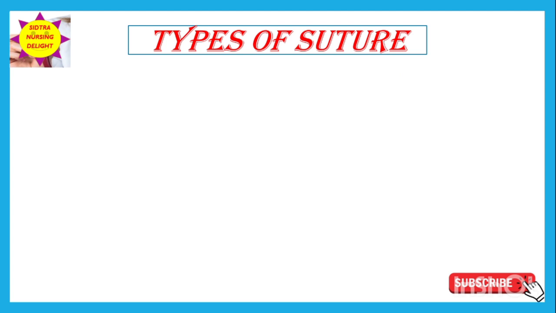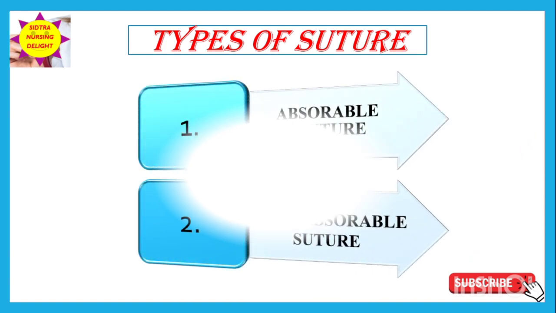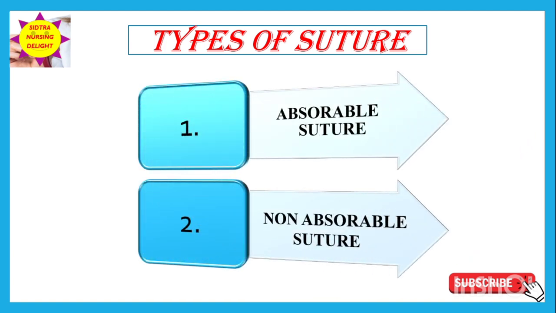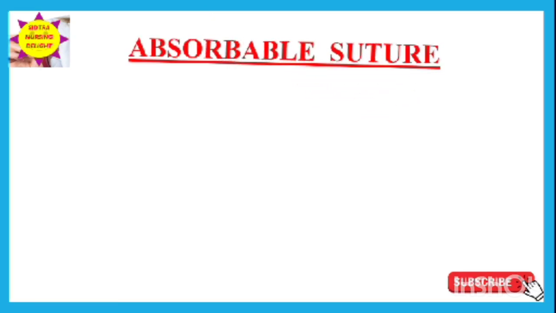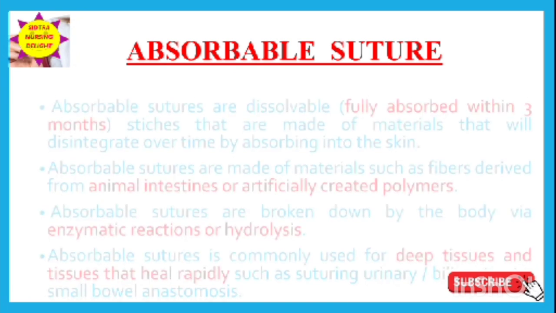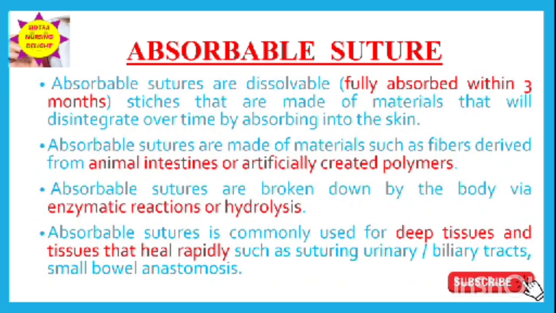Then, what are the types of sutures? So you can say there are basically two types of sutures. One, absorbable suture, and two, non-absorbable suture. Now let's discuss absorbable sutures. Absorbable sutures are dissolvable stitches made of material that will disintegrate over time by absorbing into the skin. The important point here is that within 3 months it is absorbed by the skin. That literally means it melts within the skin.